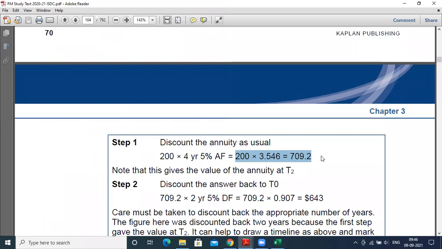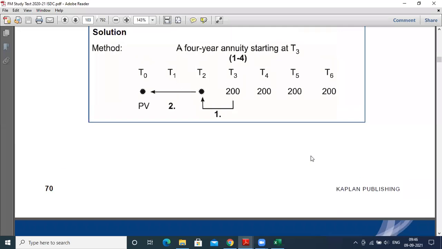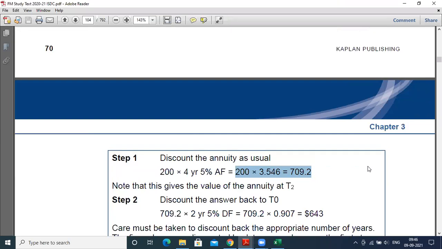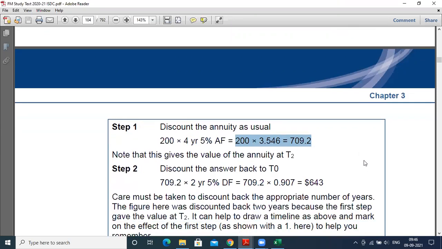See, this is very, very simple, but you should understand this. Because in this case, the annuity is delayed by 2 years. It means instead of expecting the annuity in the first year, the annuity is received from the third year. And how many years are we getting the cash? 4 years. So first we calculated the annuity factor for 4 years by considering 5%, because 5% is given as a discount rate, and we got a value of 709. I hope you understood this. Is it clear about step 1?